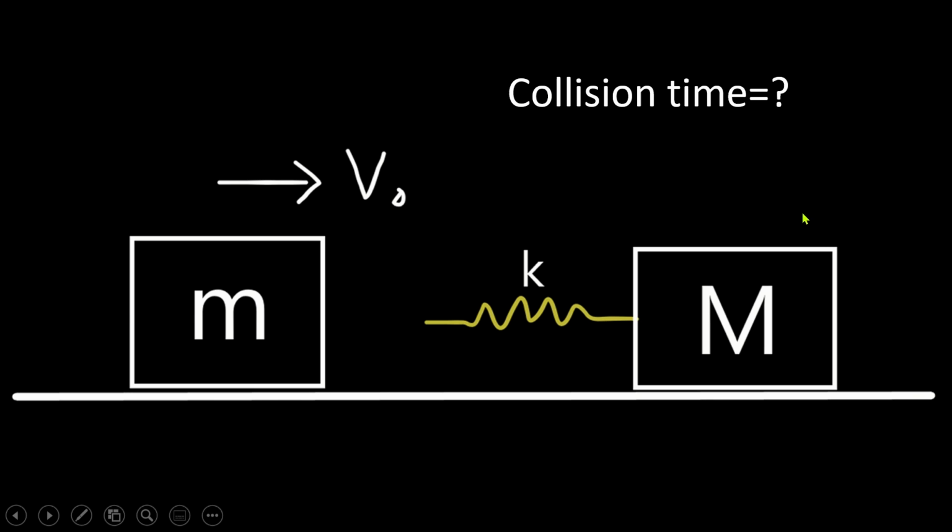Okay, so what's the puzzle? The puzzle is shown in the figure. Two blocks with mass m and m. The spring is attached to m, and there's no friction. How long is the collision time?